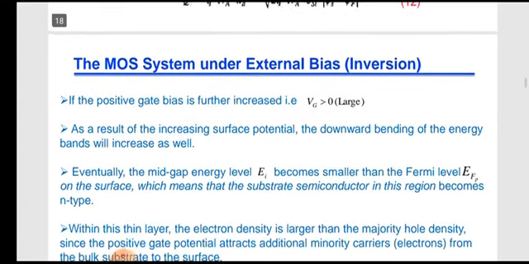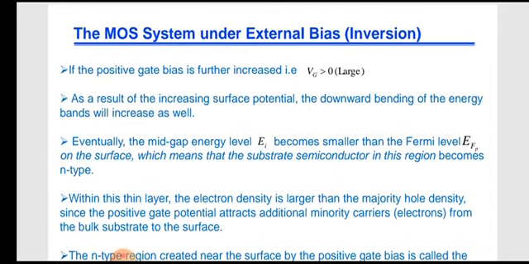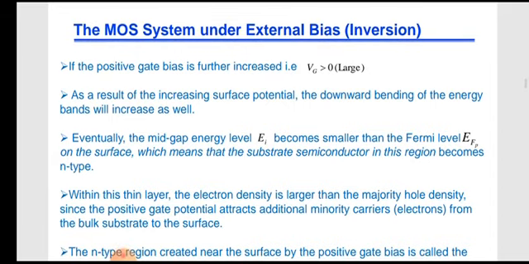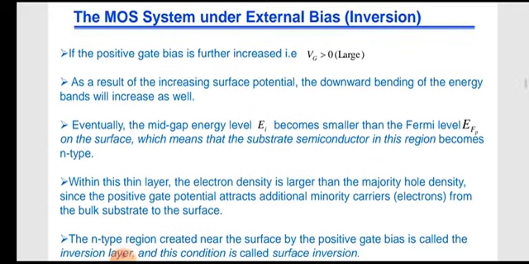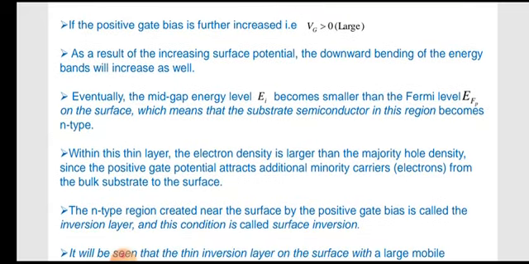Okay, so now the third region we have, when we are applying a more positive gate voltage to the gate, is known as the inversion layer. If the positive gate bias is further increased, we have a value of much greater than 0. As a result of the increasing surface potential, the downward bending of the energy band will increase as well. Even a slight increase in the gate voltage shifts the energy band towards the substrate, but as we increase further, the downward bending of the energy band will definitely increase as well.